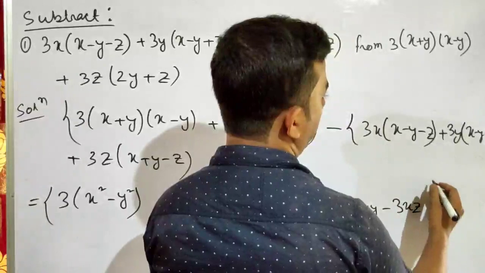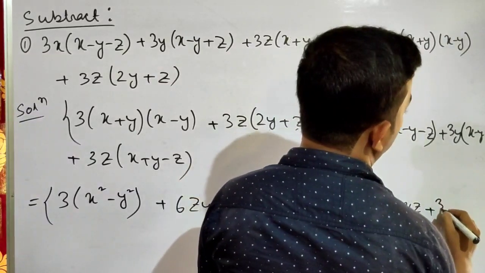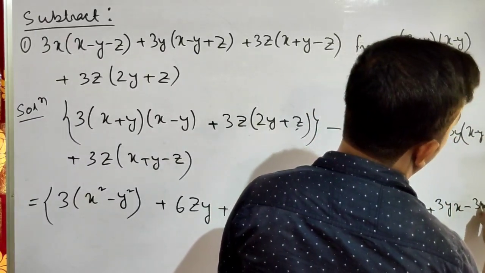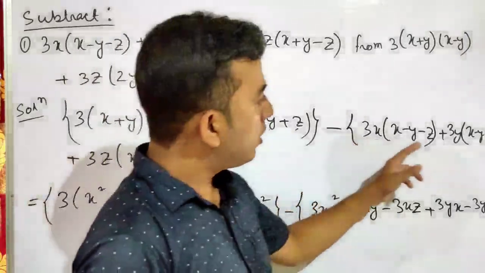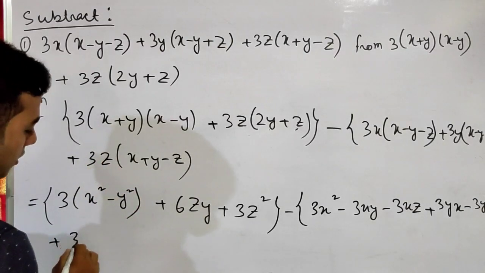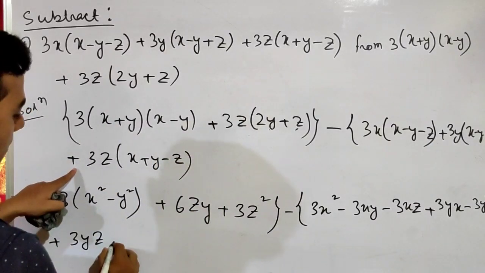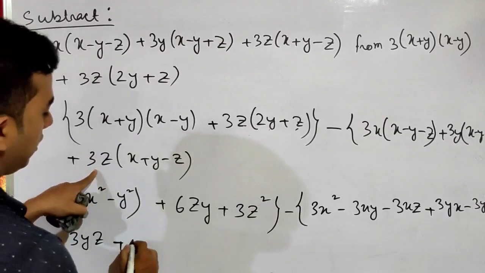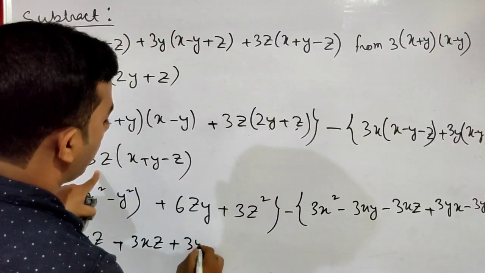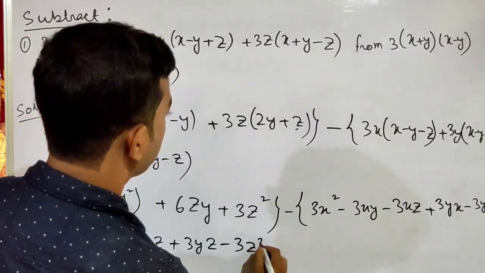Then plus, 3y into x is what? 3yx. Then plus minus minus, 3y into y is 3y square. Now 3y into z, first plus plus is plus, 3y into z is 3yz. Clear? Next is plus sign, plus 3z into x is 3xz. Then plus plus plus 3yz. Then minus minus 3z square. Clear?